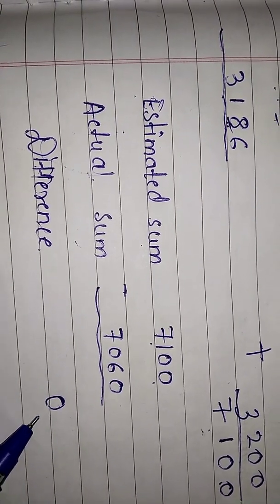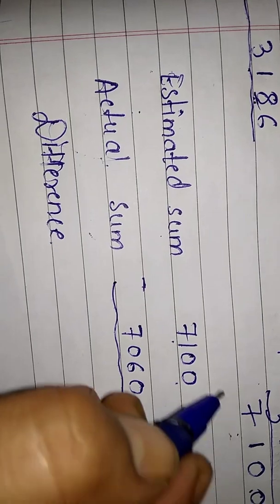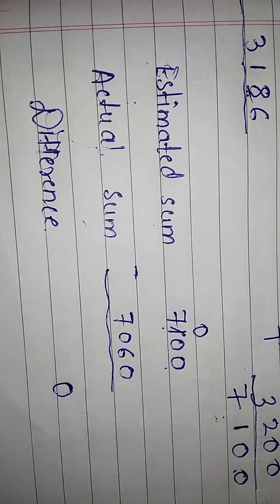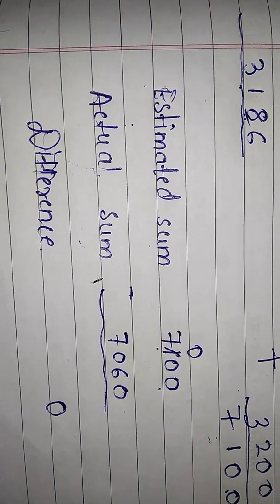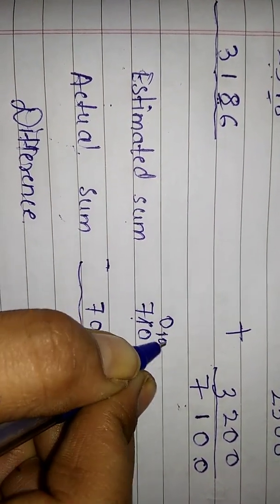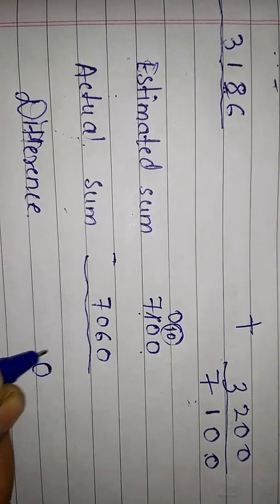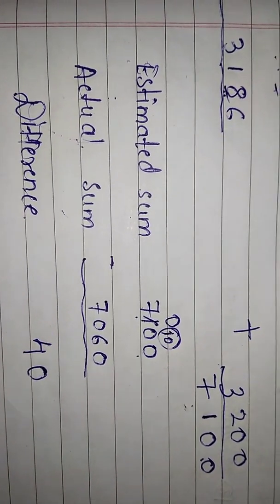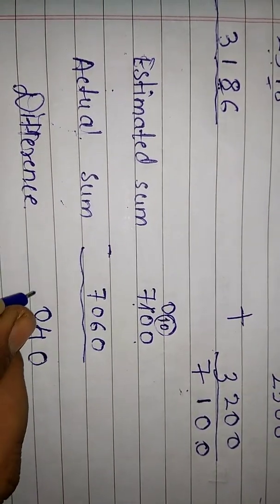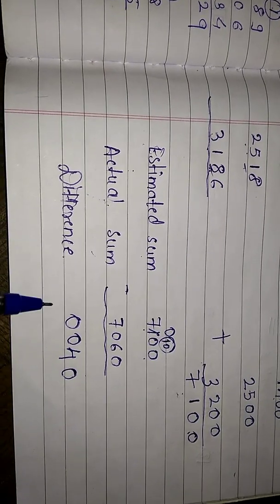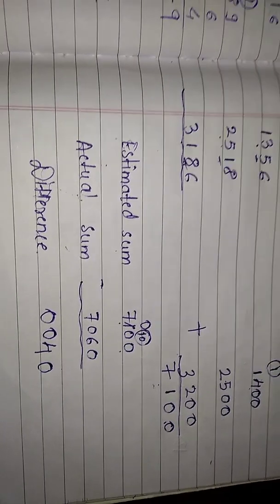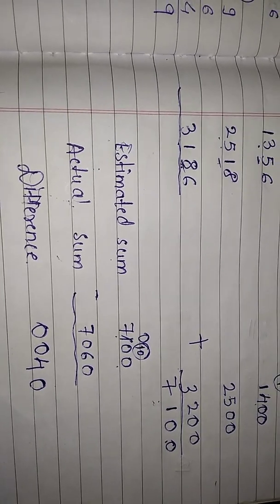0 minus 0, 0 will come. 0 minus 6 we can't do. Okay, then we have to cut this. We have to write here 0. Write here 10. 10 minus 6, 4 will come. 0 minus 0, 0. 7 minus 7, 0. The difference will come 40. Okay, I hope you understood. A little bit difficult, but try to understand, children. Write it step by step.